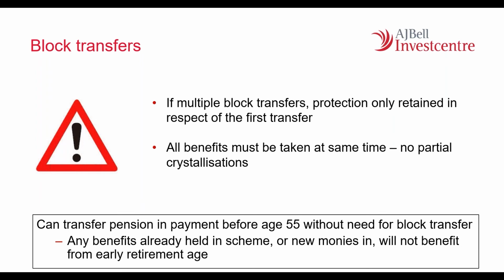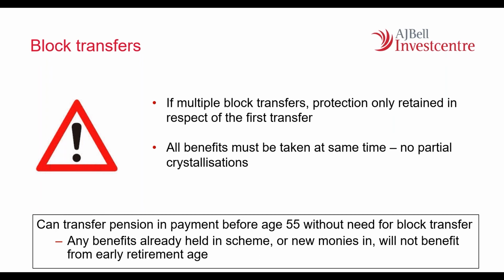A couple of things to remember with block transfers: if somebody is making multiple block transfers, then the protection is only retained in respect of the first transfer. So what I mean by that is, say for example somebody has protected tax-free cash under 2 schemes, and you're wanting to consolidate those both, bringing them across as block transfers into a SIP. You have 2 members from the first scheme coming across to the SIP, so you meet block transfer requirements, that comes across, that's fine. That one will retain the protected tax-free cash.